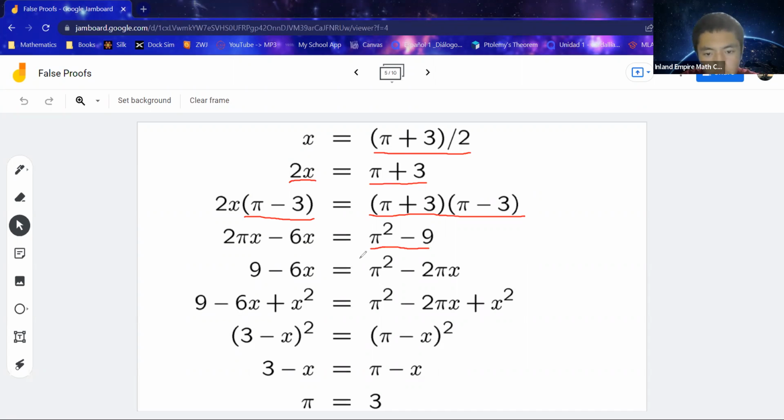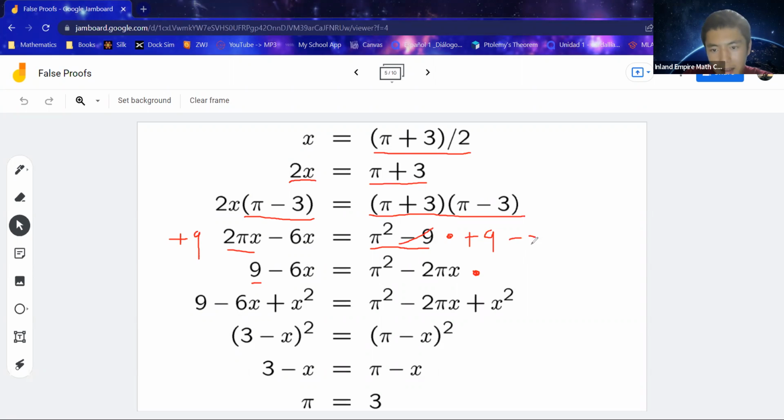Then we add 9 to both sides. This seems a little confusing, but from this line to this line, you can see that the 9 goes to the left-hand side and the 2 pi x goes to the right-hand side. So one way to think of it is that we added 9 to both sides. And this will get rid of the 9 on the right-hand side and put it here on the left-hand side.